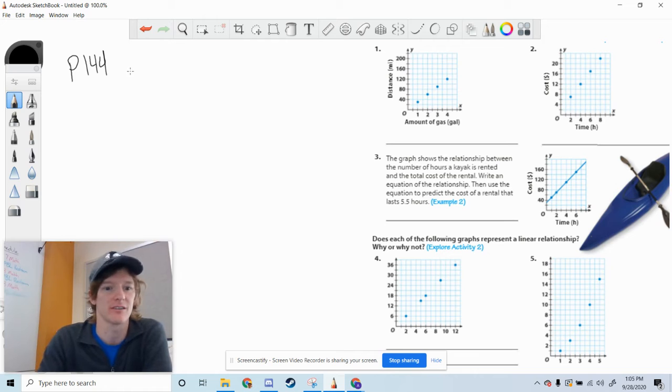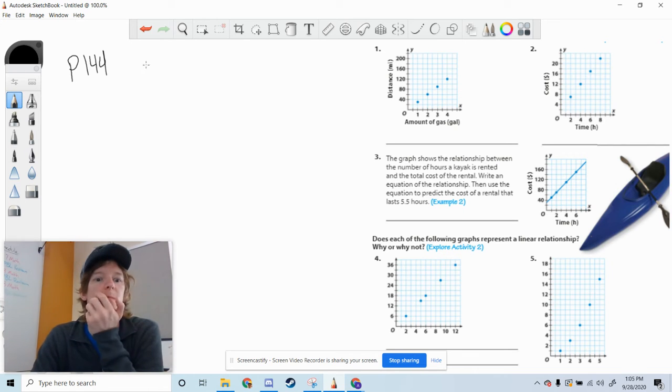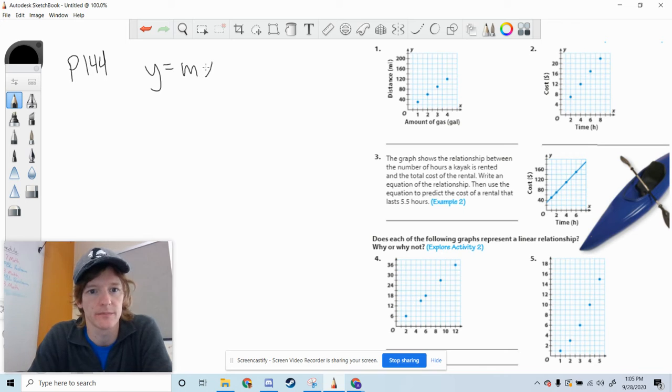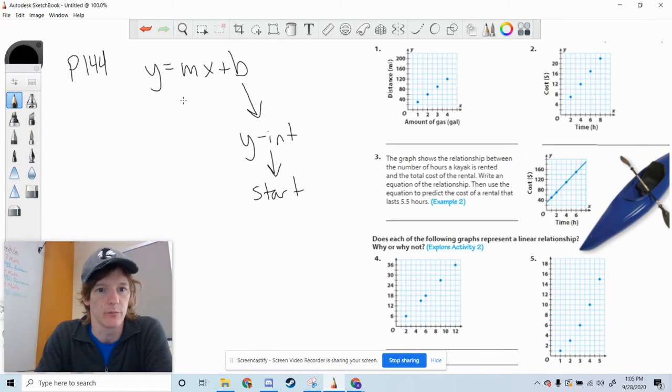writing equations. Our equations in this section are going to be in the form y equals mx plus b, where b is our y-intercept. It's where we start. Where m is our slope, which is rise over run.